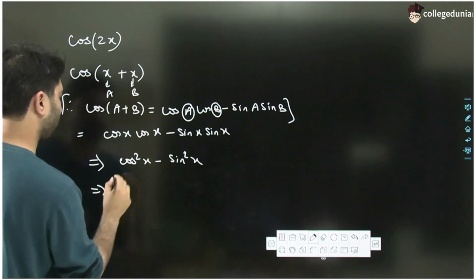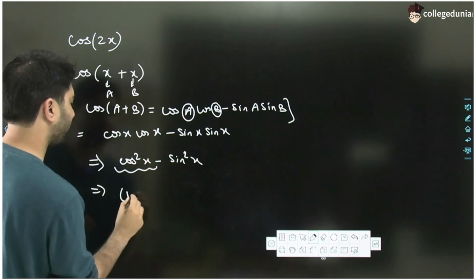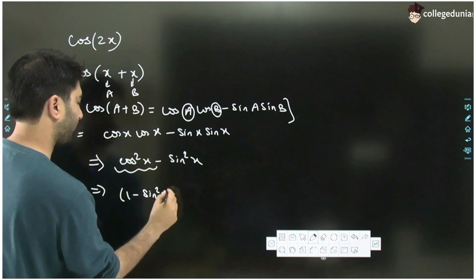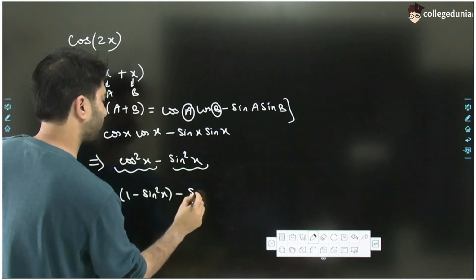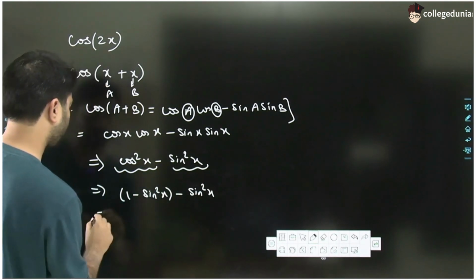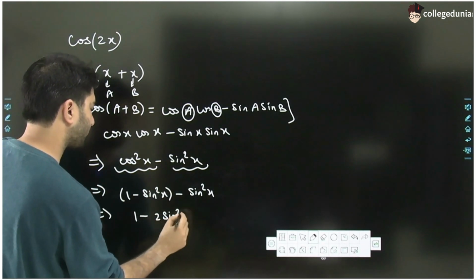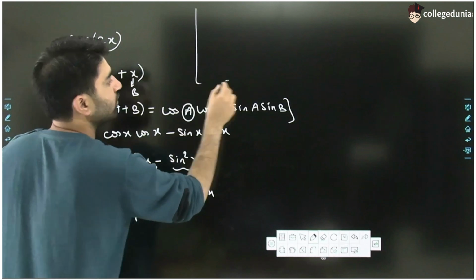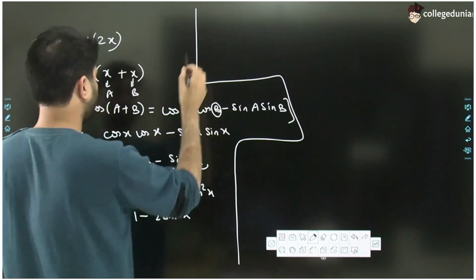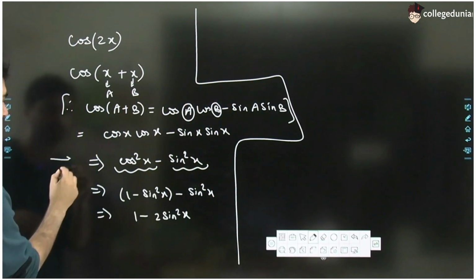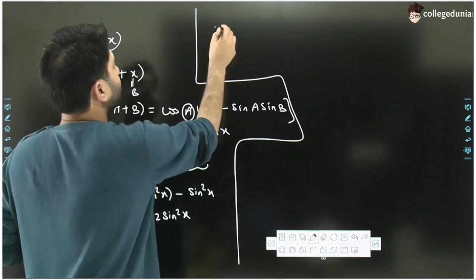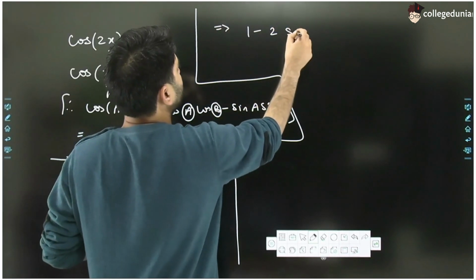So now this cos square can be written as 1 minus sin square x. And now this sin square x, this will make 1 minus sin square x minus sin square x, which is 1 minus 2 sin square x. Now again, this is the second formula. This is the first, this is the second.